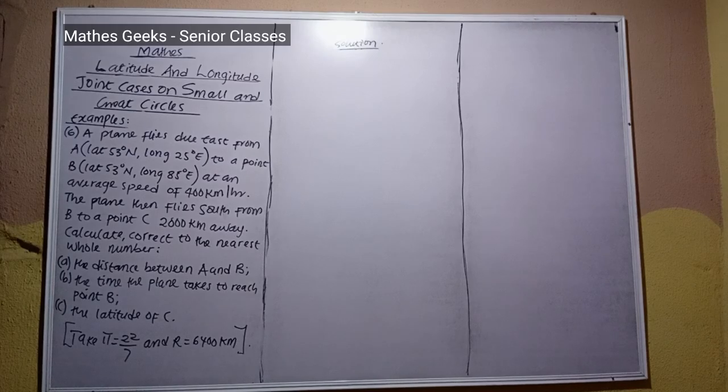A plane flies due east from A, latitude 53 degrees north, longitude 25 degrees east, to a point B, latitude 53 degrees north, longitude 85 degrees east, at an average speed of 400 kilometers per hour. The plane then flies south from B to a point C, 2,000 kilometers away. Calculate correctly to the nearest whole number: A, the distance between A and B. B, the time the plane takes to reach point B. C, the latitude of C.